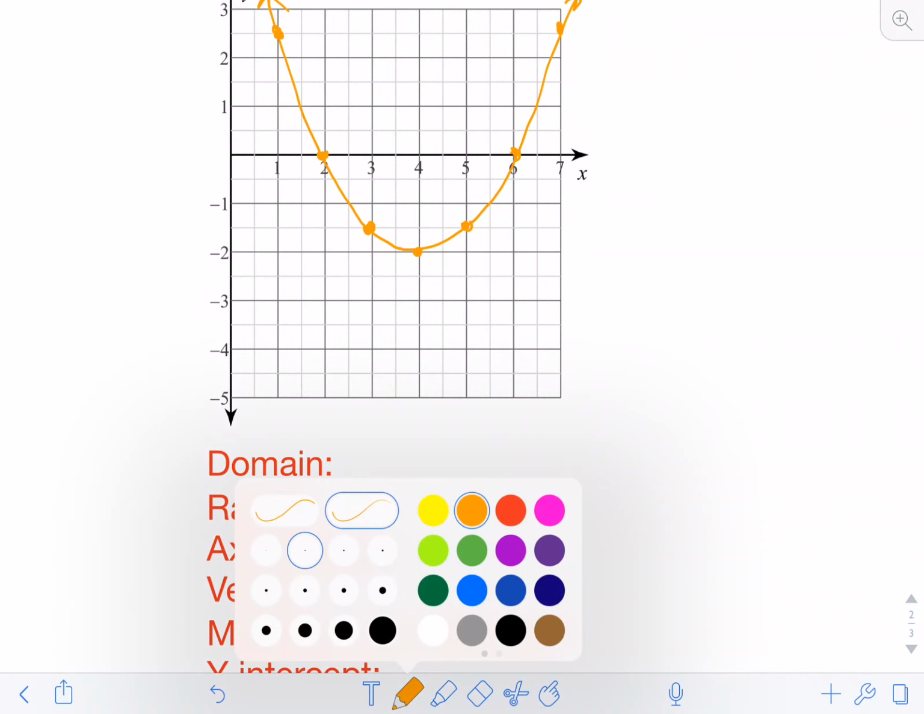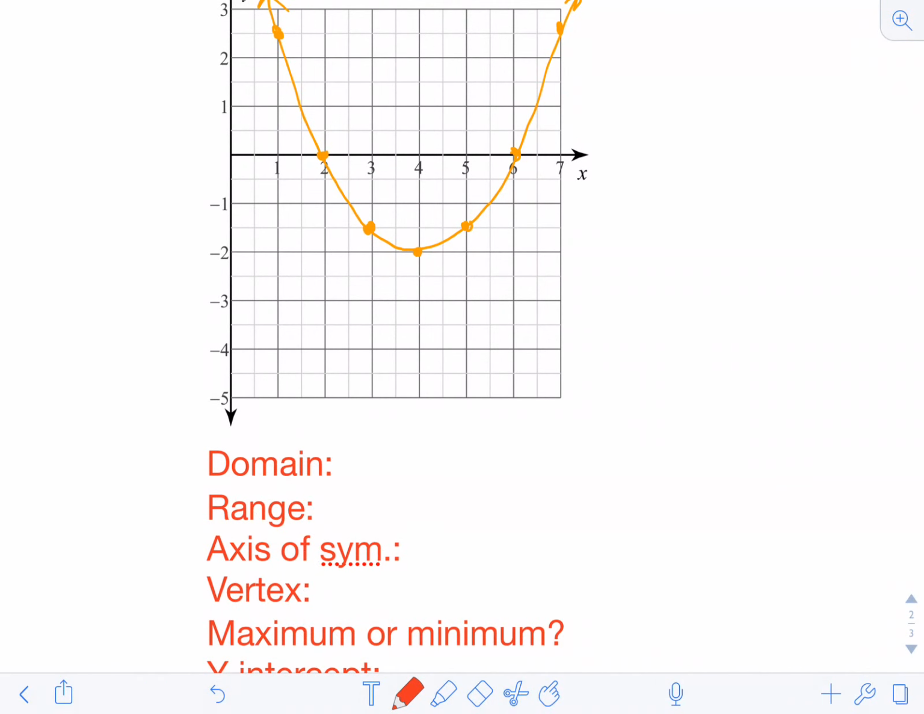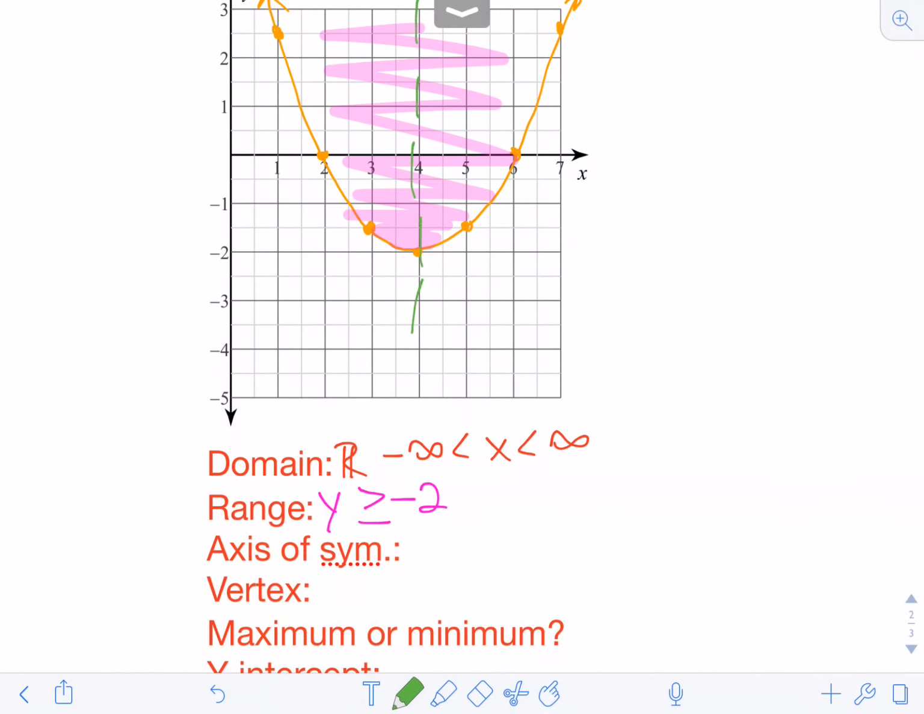So again, domain, since those arrows, one goes off to the left and one goes off to the right, we know this is going to be all real numbers, which means you are including every single number from positive infinity to negative infinity. Range, okay, so that's where I'm starting on my y's, and here I'm going all the way up. Since I'm going up, that means my y's are going to be greater than or equal to negative 2. Axis of symmetry is where you cut your graph in half. So I'm cutting my graph in half here at x equals 4.